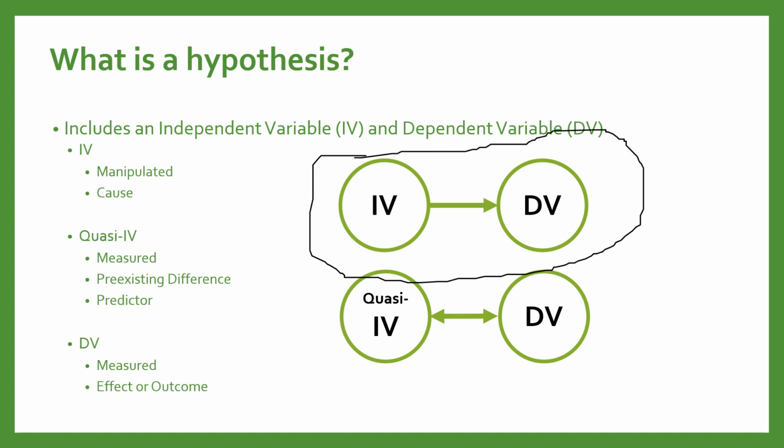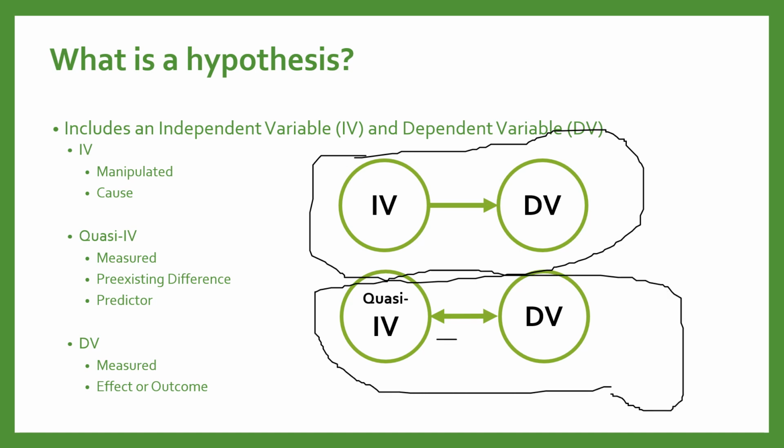Now, when we're doing correlational or quasi-experimental research, here you see the double-sided arrow, because that's suggesting that it could go either direction, right? Maybe job satisfaction leads to performance, but maybe people who perform better tend to be more satisfied, and it goes the other direction, right?